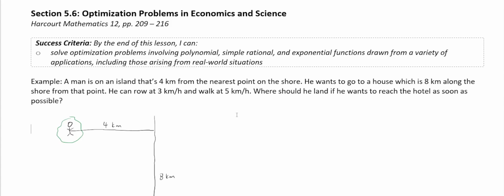In this video, we're going to take a look at an example of an optimization problem involving distance, speed, and time. So we have a man that's on an island that's 4 kilometers from the nearest point on shore. Okay, so I've kind of drawn it out right there. We've got a man, he's 4 kilometers from the nearest point on shore.